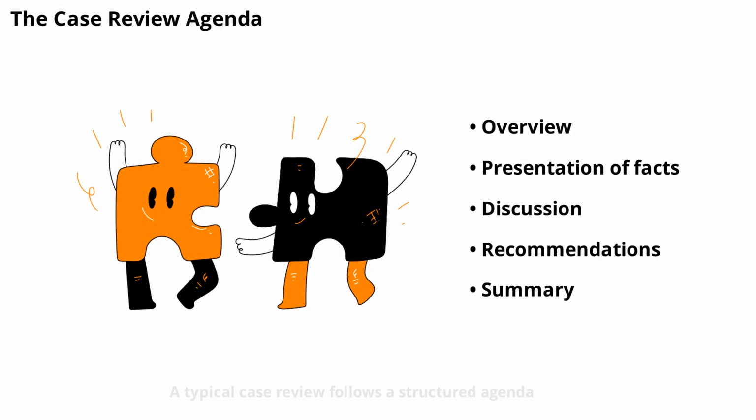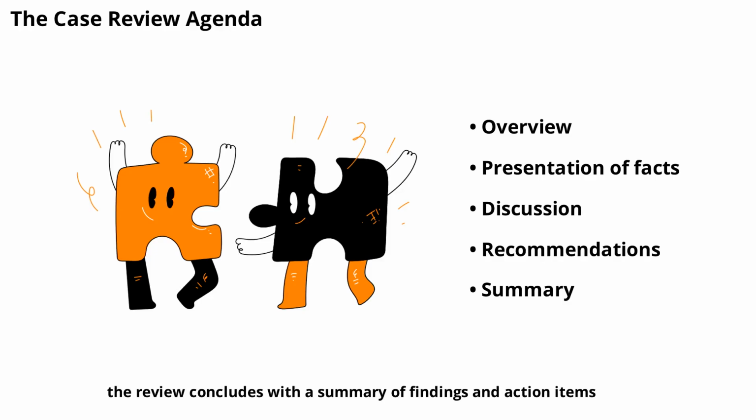A typical case review follows a structured agenda. It usually starts with an overview of the case, followed by a presentation of the facts. Next, participants discuss the issues, ask questions, and share their perspectives. The group then works together to identify solutions or make recommendations. Finally, the review concludes with a summary of findings and action items. This structure keeps the discussion organized and ensures that all important points are covered.